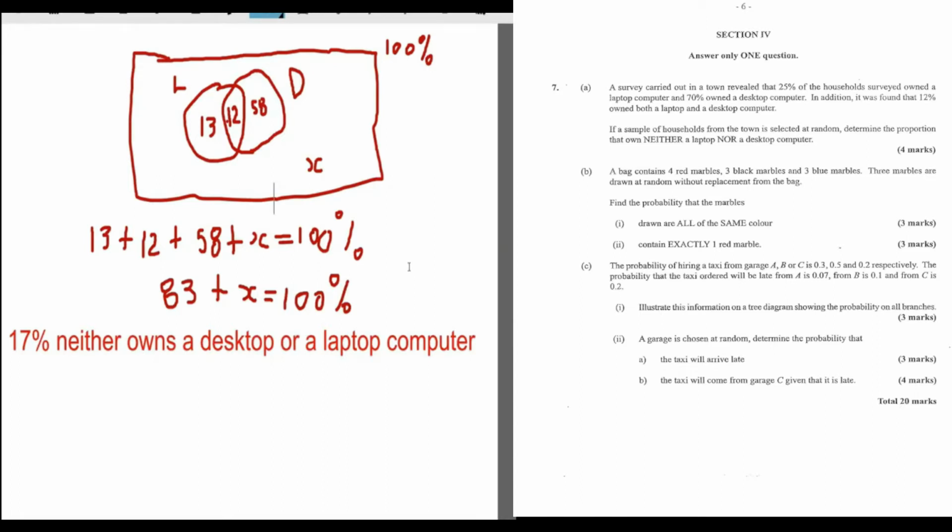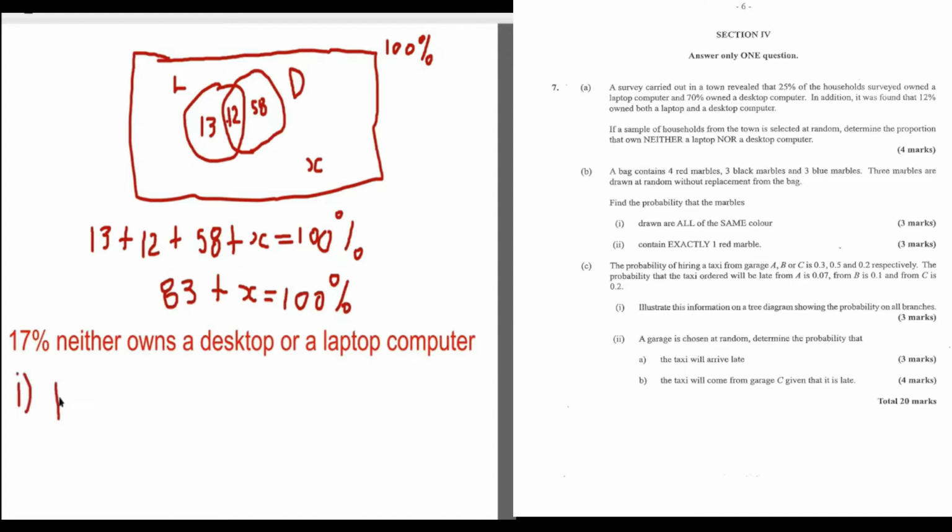Part B says a bag contains 4 red marbles, 3 black marbles, and 3 blue marbles. 3 marbles are drawn at random without replacement. Find the probability that all drawn are the same color. Now, in order to draw the same color, there are 3 ways this can happen.